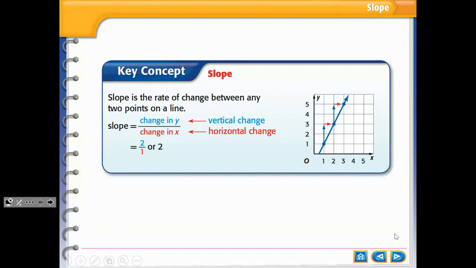So slope is the rate of change. It is a constant rate of change. It is a change between 2 points. And we often call slope the rise over the run. We call it rise over run because rise, as in the change in the y value, how much it goes up or down, versus the run, or the horizontal change, the change in the x value. And the example that you see in front of you would be a rise of 2 and a run of 1, or you could just write it as 2.